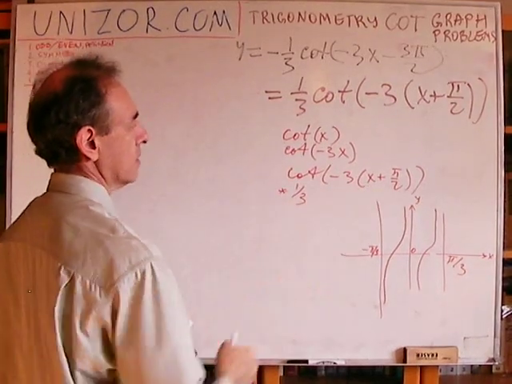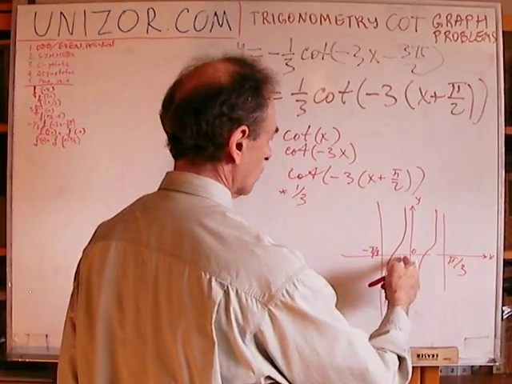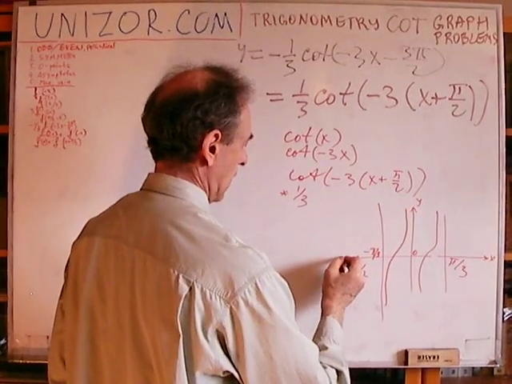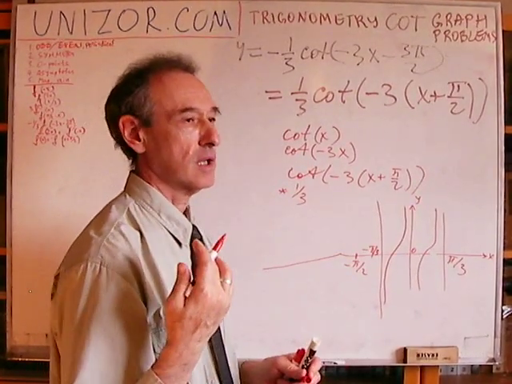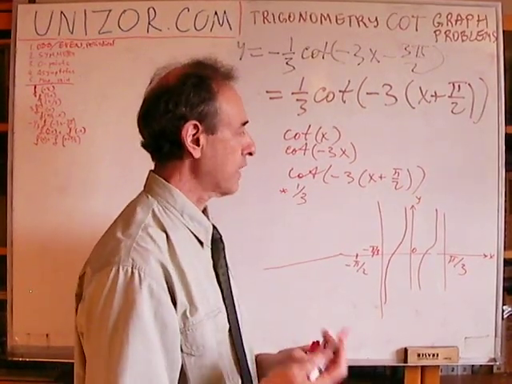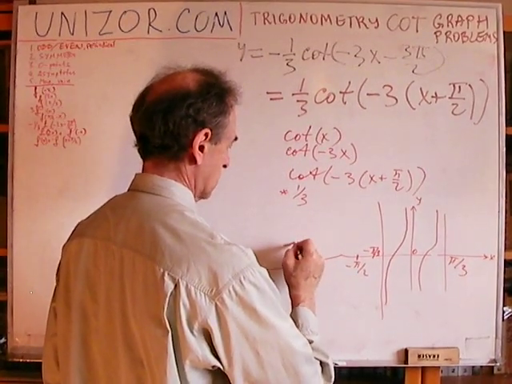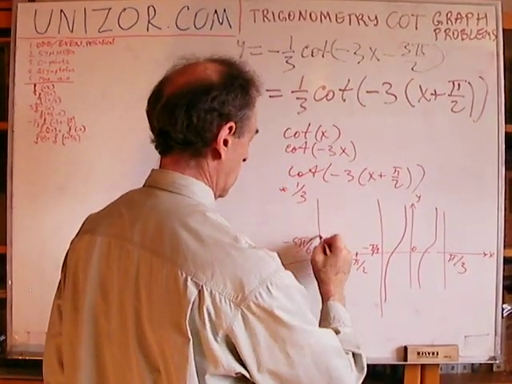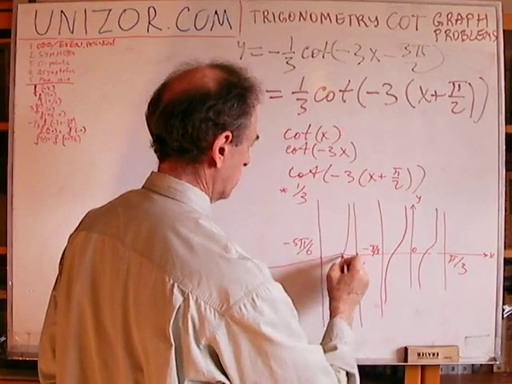Now we were shifted by minus pi over 2, which means pi over 2 to the left. So 0 would become minus pi over 2, and minus pi over 3, if we shift it to the left, pi over 3 plus pi over 2 would be what? It's 5 pi over 6, right? So it's somewhere right here. Minus 5 pi over 6. So this would be our second asymptote. And the graph would be between them.